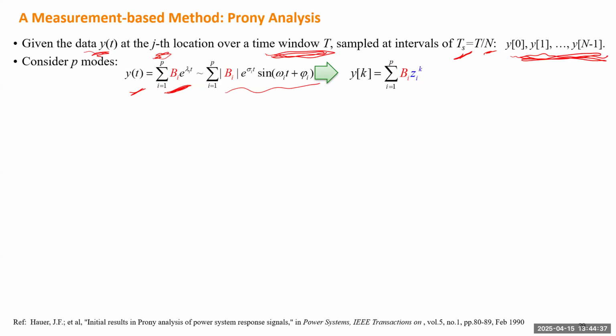We can use the variable z to characterize each mode. So in the complex domain, we can treat the data as just the magnitude bi multiplied by z to the power k, and k here is for the sampling interval.